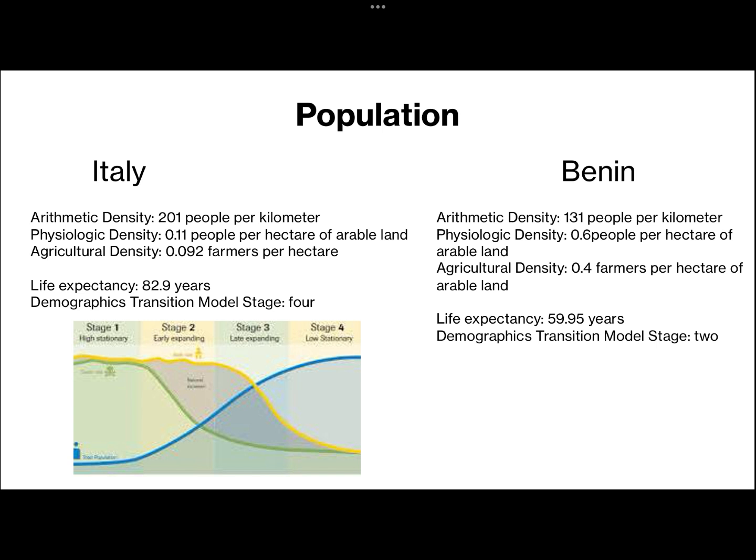And to add to the population, Italy has an arithmetic density of 201 people per kilometer and a physiologic density of 0.11 people per acre of arable land. The life expectancy is 83 years, and the demographic transition model is stage 4. In Benin, the arithmetic density is 131 people per kilometer, and the physiologic density is 0.6 people per acre of arable land. The life expectancy is 60 years, and the demographic transition model is stage 2.